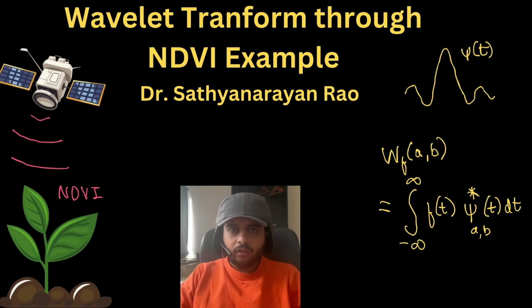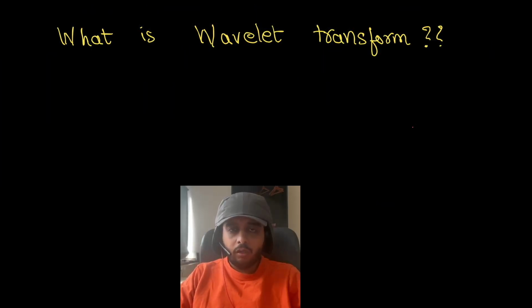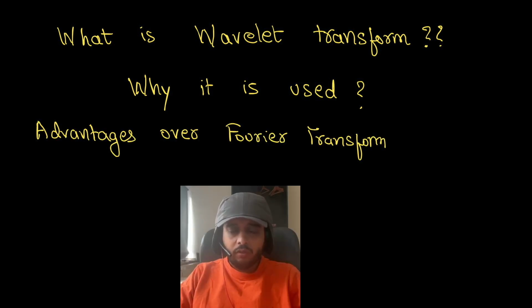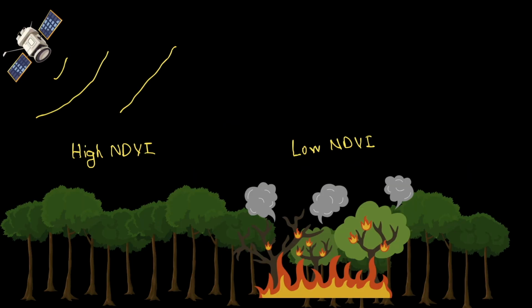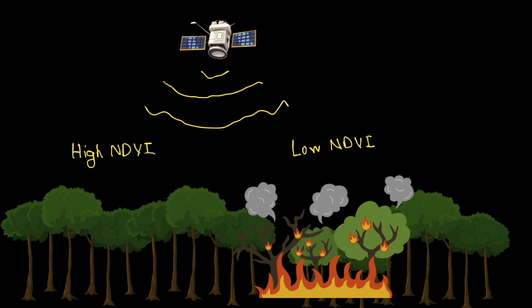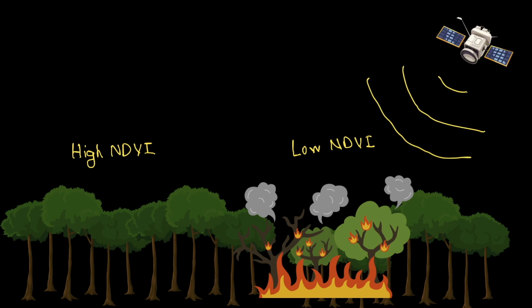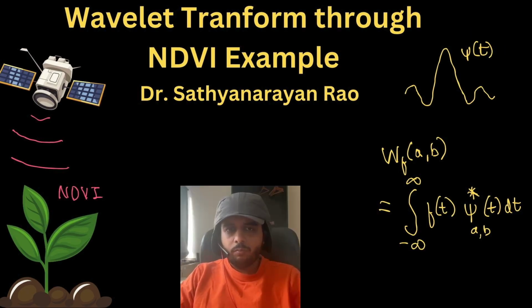I am Dr. Satyanarayan Rao, and in this video we are going to understand what is Wavelet Transform and why it is used, what are the advantages it has over the Fourier transform that is normally used to analyze time series, and we are going to take a simple ecological example to illustrate what Wavelet Transform can do. We will also see briefly the mathematical expressions for Wavelet Transform and see how it can detect events that Fourier Transform alone cannot do.